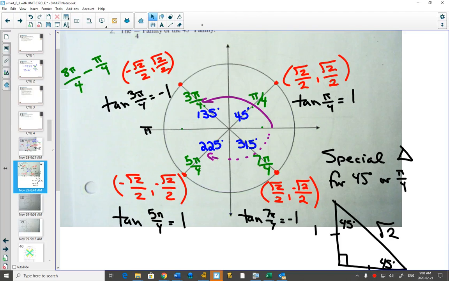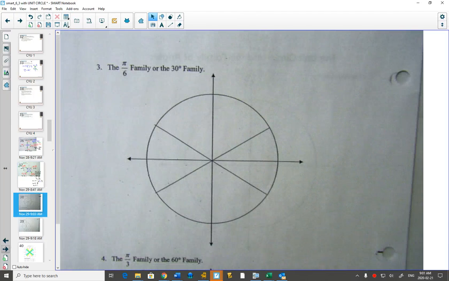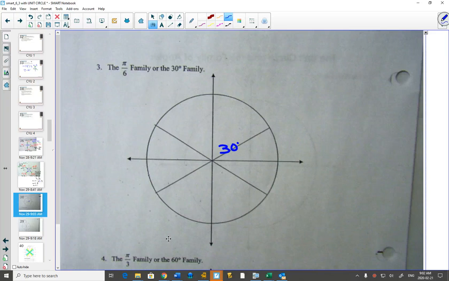All right, next family. 30-degree family. With the 30-degree family, you know this is all connected to reference angles. So I will write 30 degrees in quadrant 1 and give you 30 seconds head start to finish the rest of the degrees. Okay, check how you did. 150 degrees, 210 degrees, and 330 degrees.